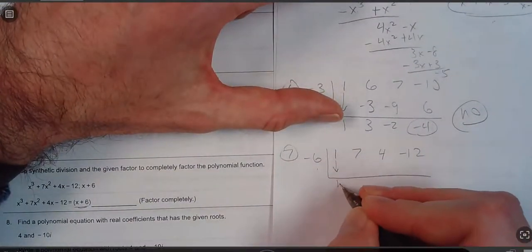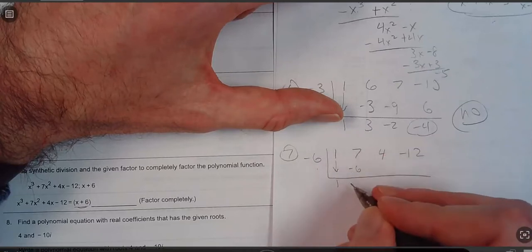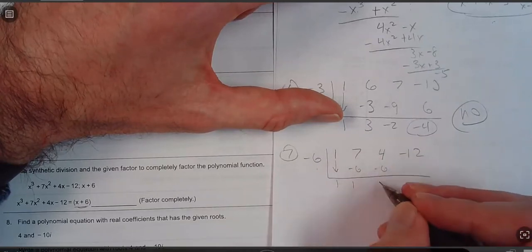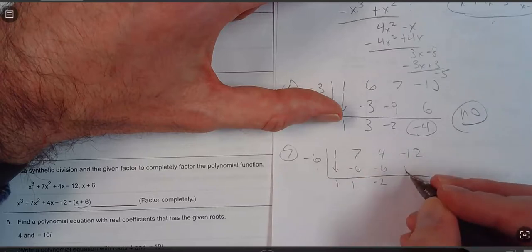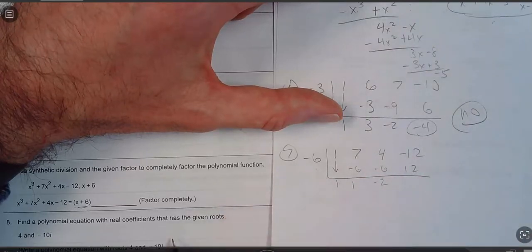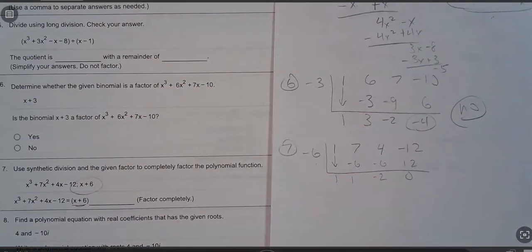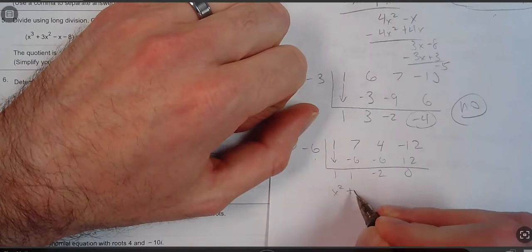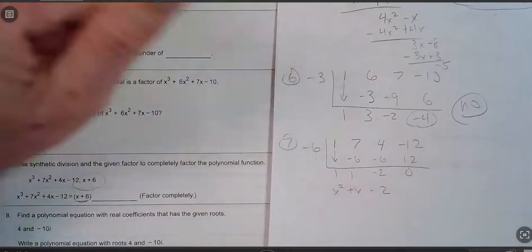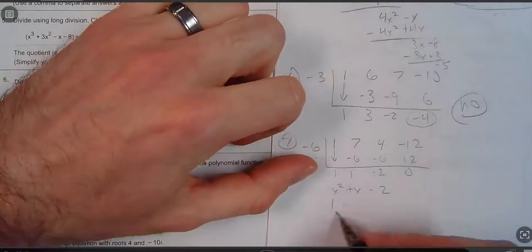So drop straight down, multiply. Add straight down, multiply. Add straight down, multiply. And since it was given that it was a factor, you have to get 0 here. If you don't, you messed up. You did something wrong. Now, the quadratic that's left there, those are pretty small numbers. This represents x squared plus x minus 2, which is factorable.